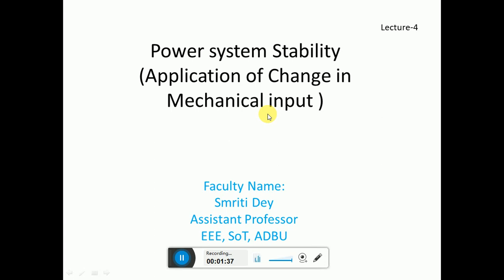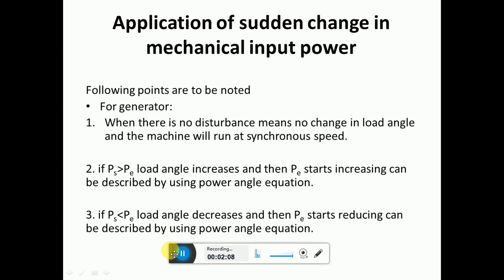So before going to this topic, you should have knowledge of the performance or behavior of the synchronous machine when there is no change in load and when there is change in load. Power system performance depends on the machine behavior, how the machine behaves during any abnormal situations. That can be explained by these 3 points.